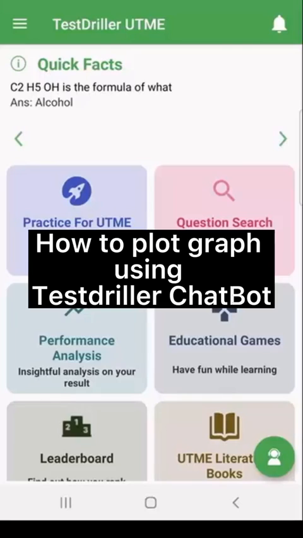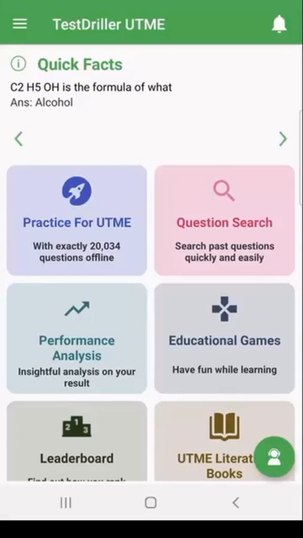This video is a continuation of our discussion on how to plot graphs using the Testdriller ChatBot. So this time around, we're going to be considering cases where you want to plot two or more equations on the same graph. So we're going to discuss that. So let's get into it. These are two scenarios you might encounter. You may encounter the following scenario.